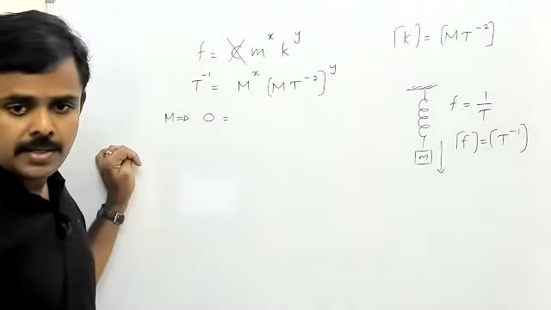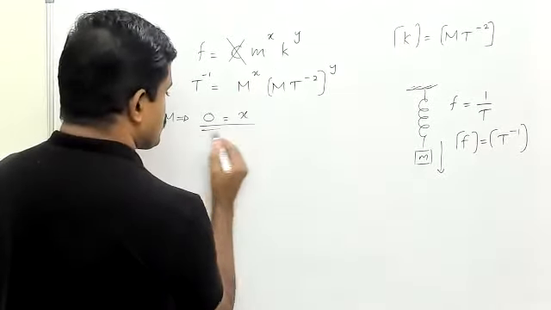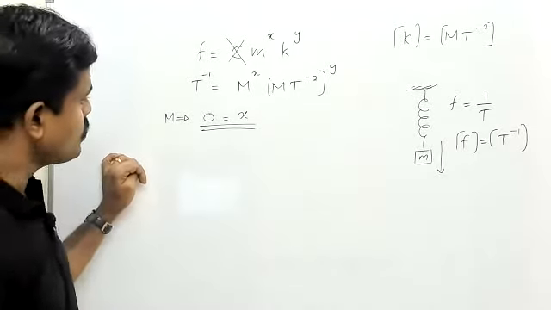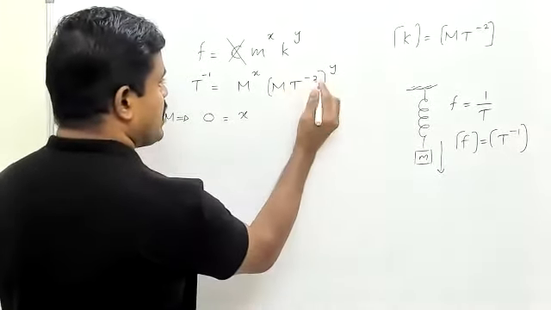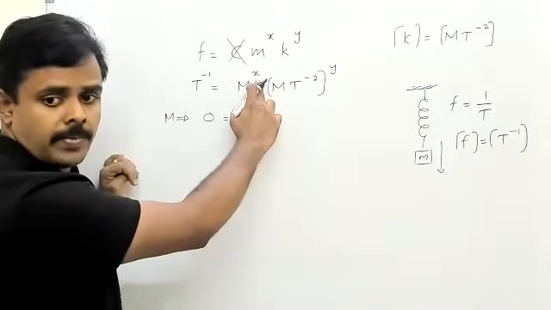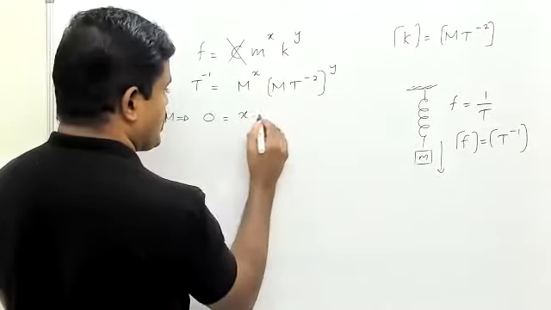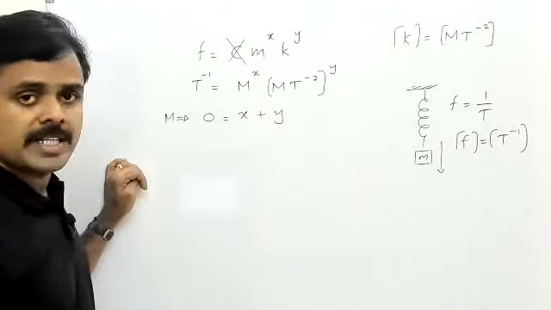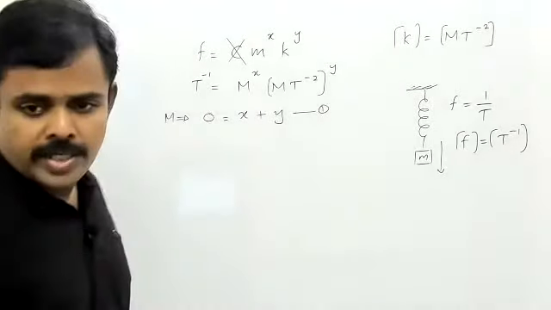No, nothing. So it is 0 is equal to, what is M here? M's power is x. So that is x. X is equal to 0. Oh, I'm not done yet. Sorry. This is x and I have M raised to y here. I forgot. M raised to x is there, M raised to y is there. So M raised to x into M raised to y is M raised to x plus y. So that is my first equation. Did you understand?